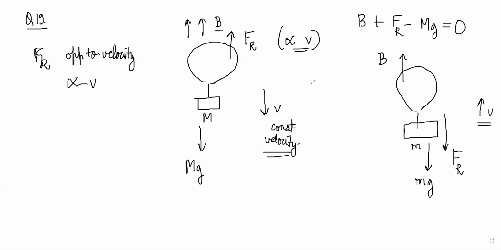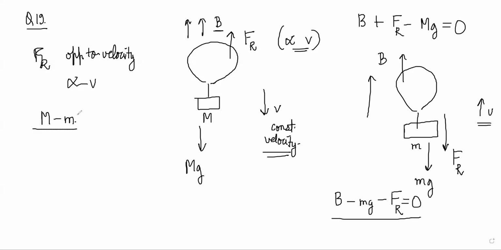Yes. Now it is rising with a constant velocity. It is going up with constant velocity, that means acceleration is again 0, but this time the equation will be B minus small mg minus Fr is equal to 0. Right? Yes, sir. So looking at these two equations, we have to find the amount of mass that was removed. So you have to find basically M minus small m.